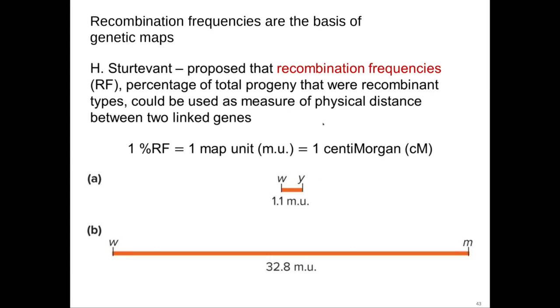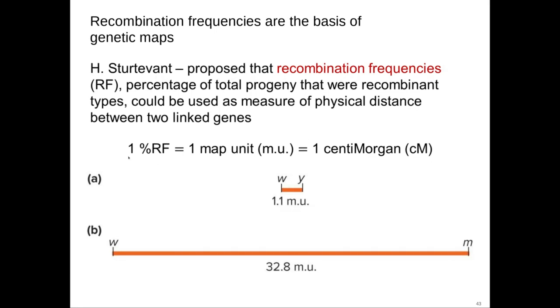It's not like a centimeter. It's just a specific terminology for describing distances between genes. It's very, very small, obviously, because chromosomes are obviously very small. So that's kind of fun.